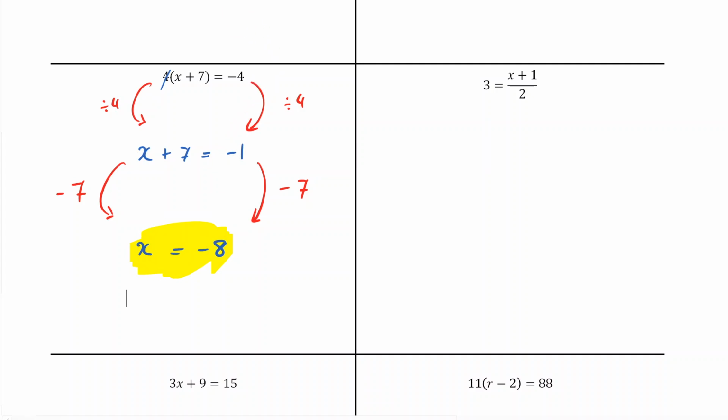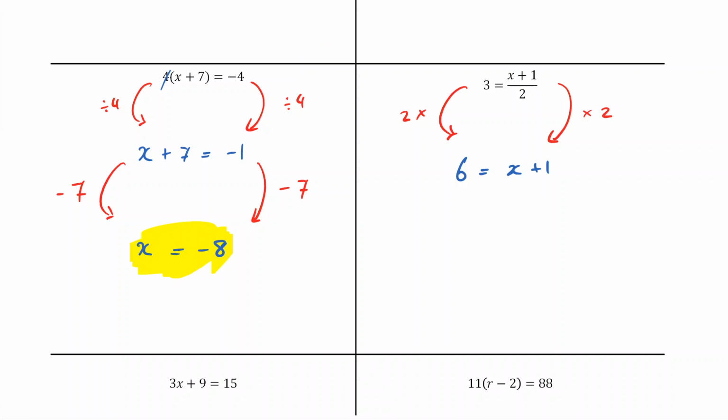Make sure you pause the video to give the next one a go. All right, so here, what I'm going to do is get rid of this 2 first. So get rid of this division by 2 by timesing both sides by 2. And that's going to leave me with 6 is equal to x plus 1.